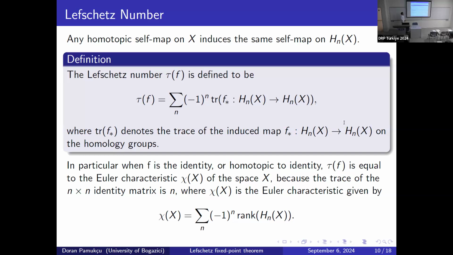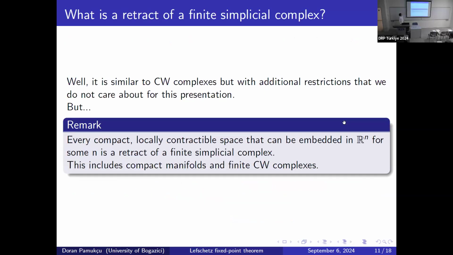In particular, when F is the identity or homotopic to the identity, then all the F stars here will be just identity morphisms. When you take the trace of the identity matrix, you get the dimension of the matrix, which gives you that the Lefschetz number of that function is actually equal to the Euler characteristic of the space, where the Euler characteristic is defined like this. So each trace reduces to the rank of the homology. We're going to use this fact a lot throughout this presentation.